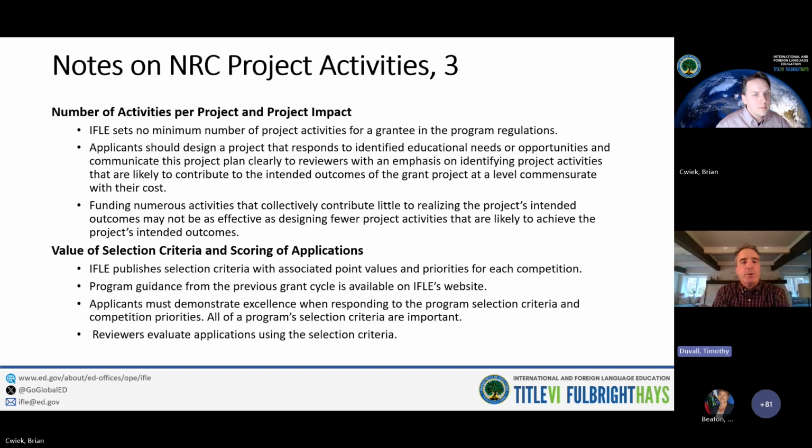So here are some more notes for you. We don't have any minimum number of project activities for a grantee in the program regulations, so you don't have to do a minimum of 3 or a minimum of 10 or whatever. What we're asking you to do, and we're going back to this over and over again, is to design a project that responds to identified educational needs or opportunities, and then to communicate that plan clearly to the reviewers with an emphasis on identifying project activities that are likely to contribute to the intended outcomes of the project.